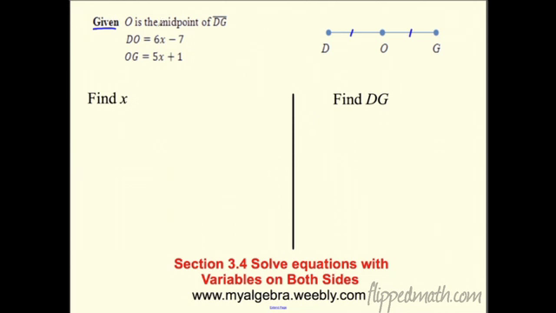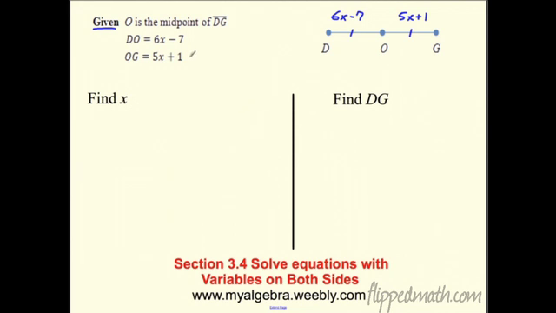Then I gave you some more information. It looks like from D to O is 6x minus 7, so fill that in. O to G is 5x plus 1, and we're going to be doing a lot of this for this chapter, filling in what it means. I'm going to ask you either just to find x, or not only find x, but find the actual distance of a segment. So we're going to do both here, to get it rolling.